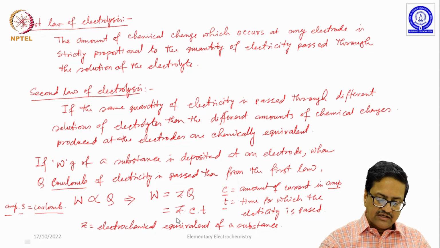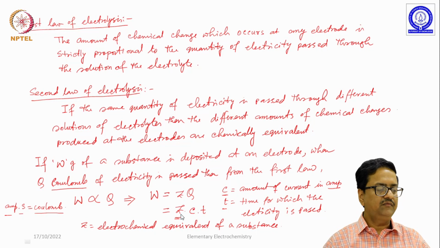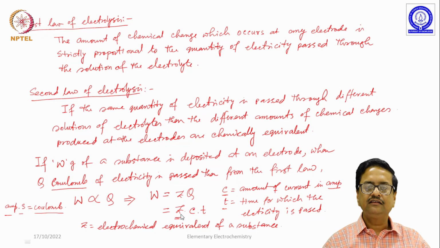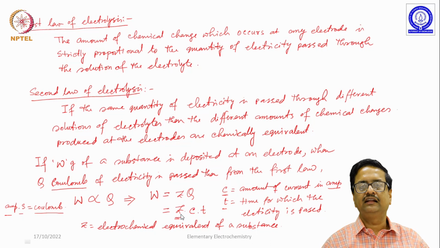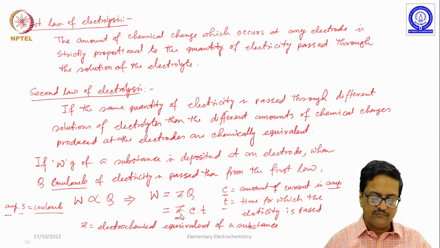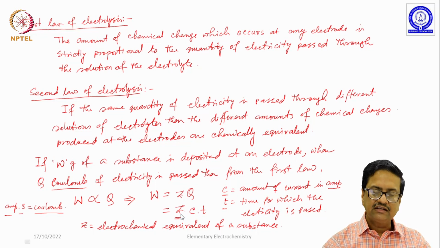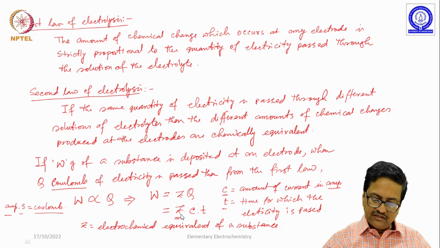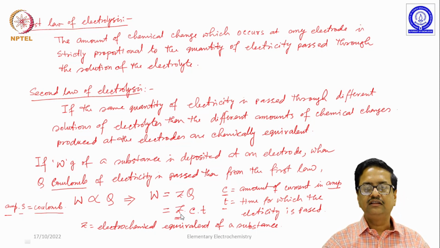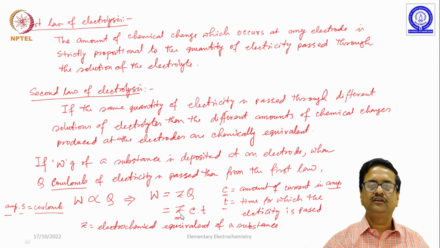So in that way one can determine the value of electrochemical equivalent for a given substance. If I know by passing suppose 10 ampere of current for 10 seconds, one generates 5 gram or milligram of a substance, one can determine what is the value of Z. Z is the electrochemical equivalent of a substance. So I will stop at this point in this lecture, and I will continue from here in the next class. Thank you.